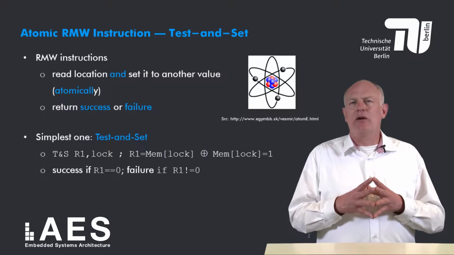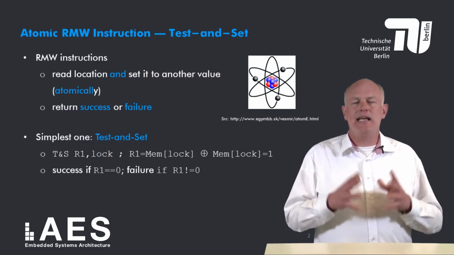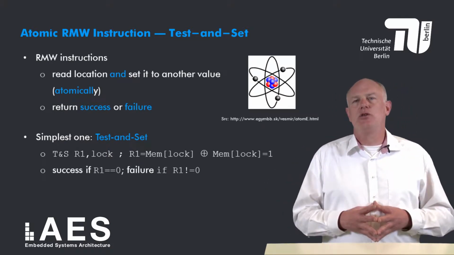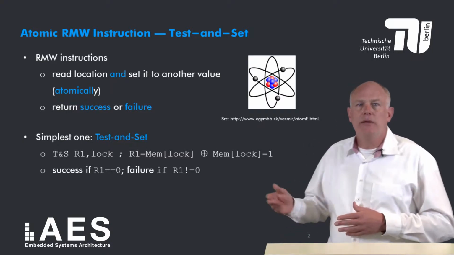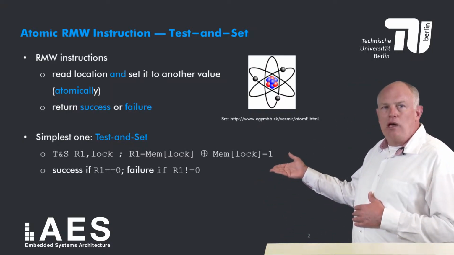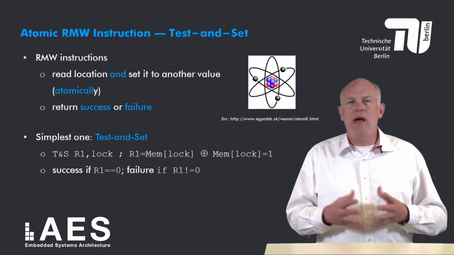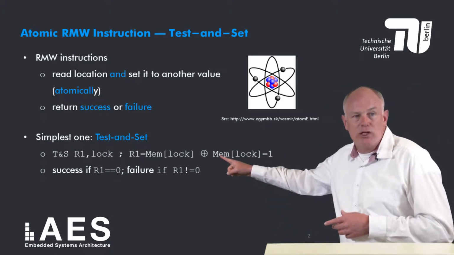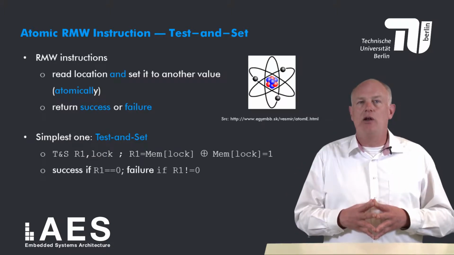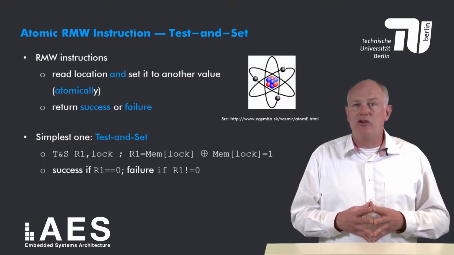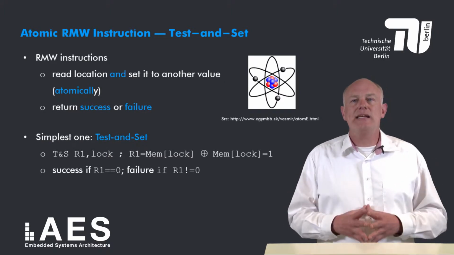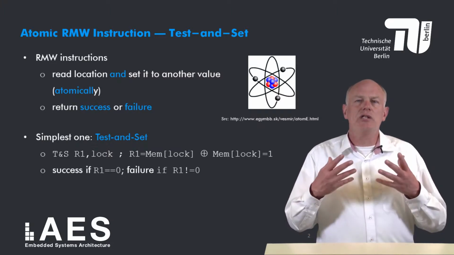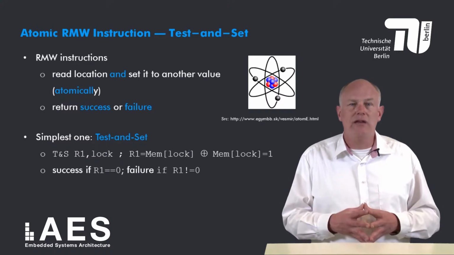Probably the simplest atomic read, modify, write instruction is called test and set. This instruction reads a memory location and sets it to the value 1. Here's an example. T and S R1, lock. This instruction reads memory location lock into R1 and atomically, which I indicate by this circled plus operator here, sets the memory location lock. If after executing this instruction R1 equals 0, then the test and set was successful. If it is unequal to 0, it was unsuccessful since the lock was already set.